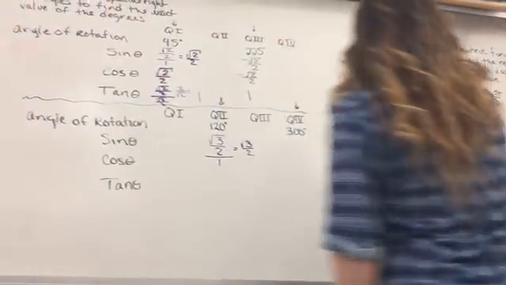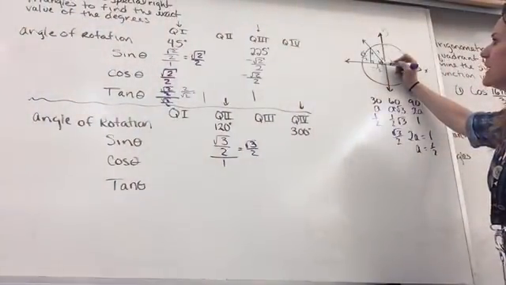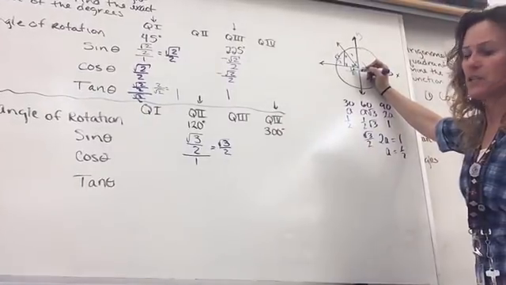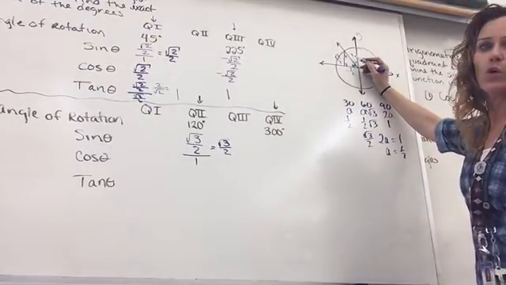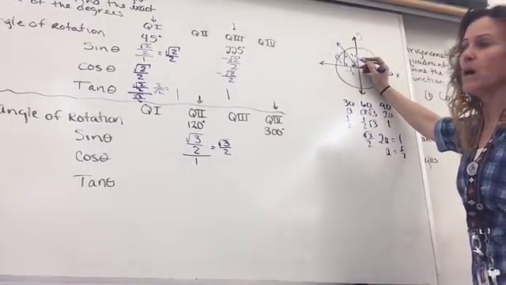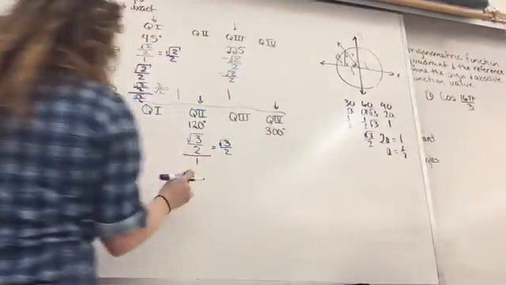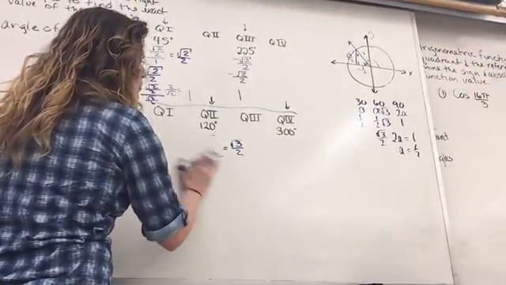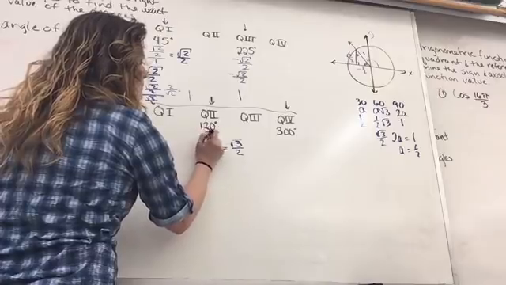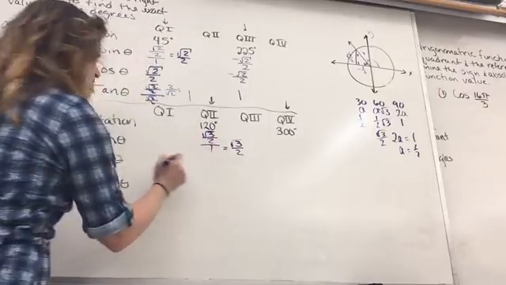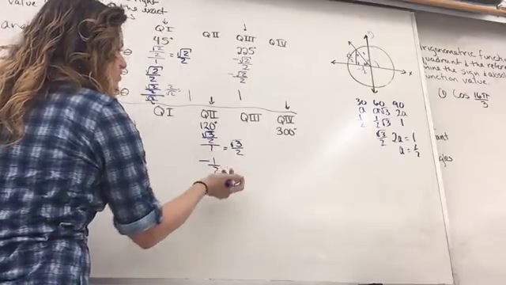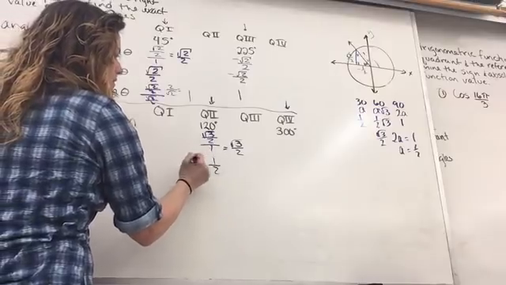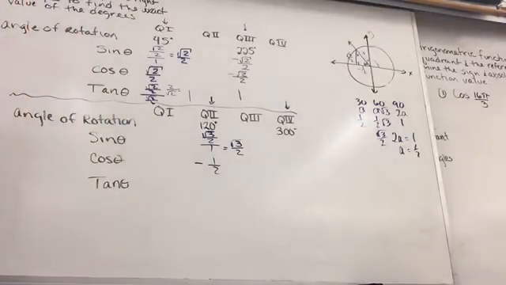Cosine. We're here at this angle. Cosine is negative 1/2. Negative 1/2 over 1. Well, negative 1/2 divided by 1, I'm going to move this one up. Negative 1/2 divided by 1 is just going to be negative 1/2.